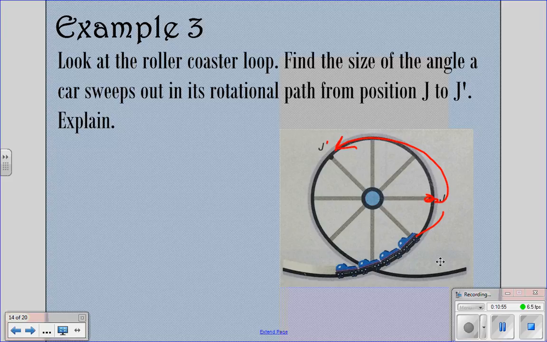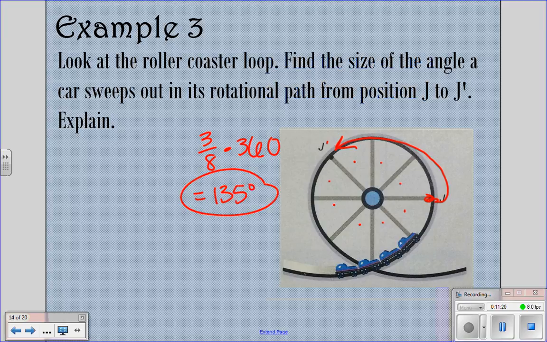Okay, so the angle of rotation that we would have there, well, we have 1, 2, 3, 4, 5, 6, 7, 8 sections, and we went through 3 of them. And so 3 out of 8 times 360 is going to be 135 degrees. And so that would be the angle that it sweeps out in its rotational path from J to J prime. Okay?